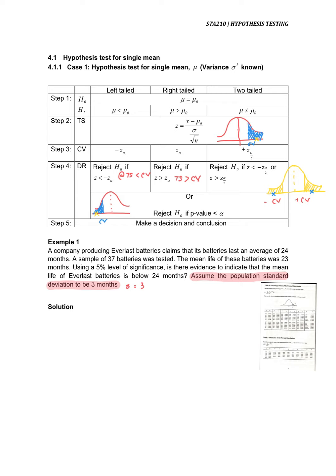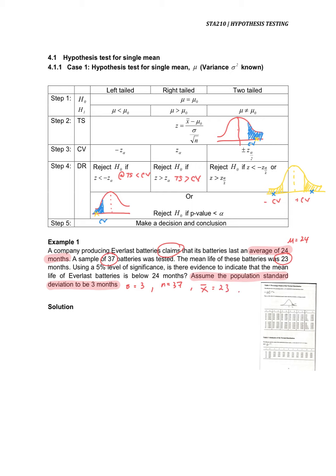Okay, what information do we have here? We have the average of 24 months, meaning this is the value of mu. Mu equals 24, which is the claim that we want to test. Then we have a sample of 37 batteries, so this is our n. So n equals 37. Then the mean life of this battery was 23 months, which refers to the average or x bar of our sample. So our x bar here is equivalent to 23.